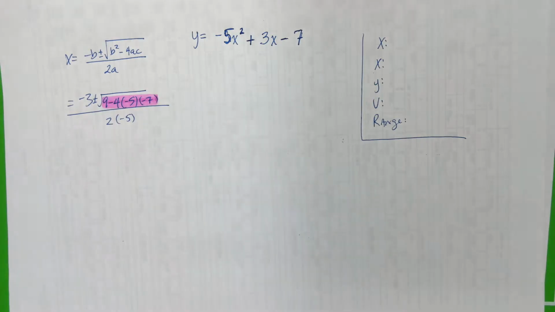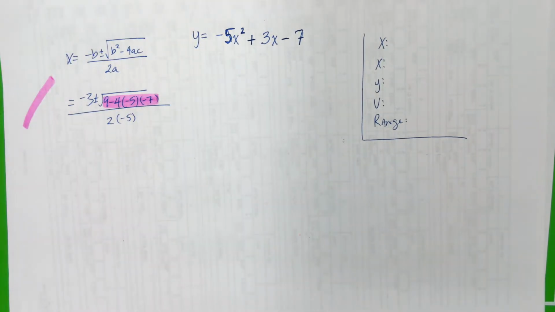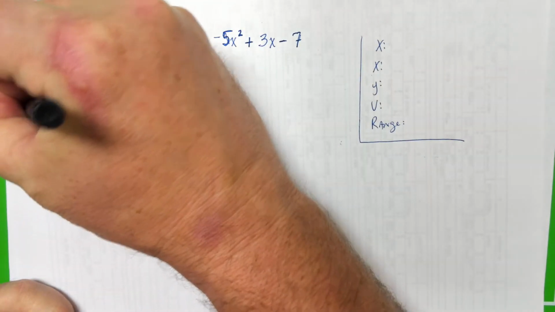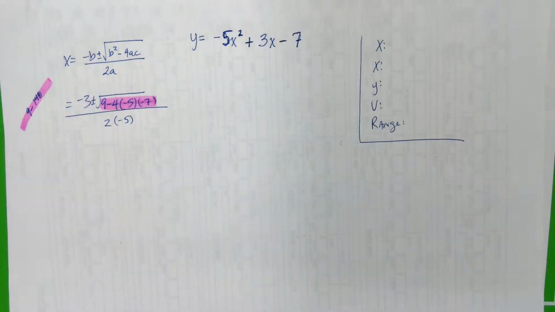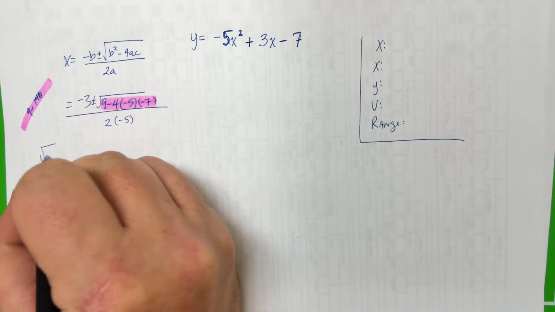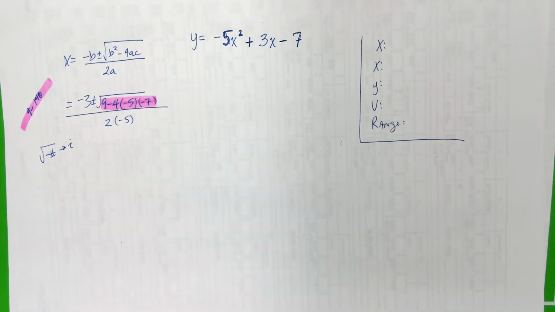Check this out right here. You see that thing right there? If that's negative, there's no x-intercepts. It's imaginary. If that part that I highlighted is negative, it's imaginary. 5 times 4 times 7, is that 140? That's a little bigger than 9, huh? And it's negative. That part right there is 9 minus 140. That's negative. That means that you have the square root of a negative number. It's imaginary. That means there's no x-intercepts.